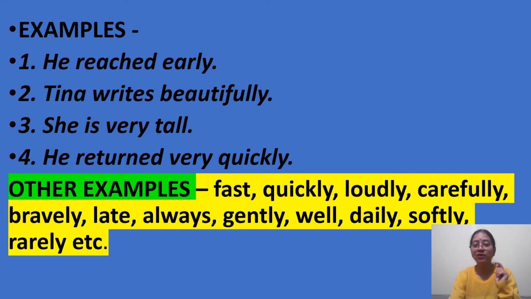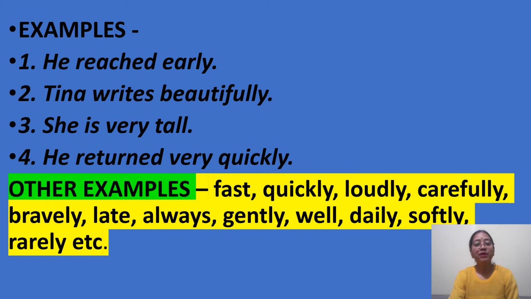So beautifully tells us more about writes. Beautifully is the adverb. Third sentence, she is very tall. So here the word tall is an adjective and the word very tells us to what extent or degree she is tall. So it is qualifying the word tall here. So it is again an adverb. An adverb can also tell us about an adjective. So very is an adverb telling us more about the adjective tall.